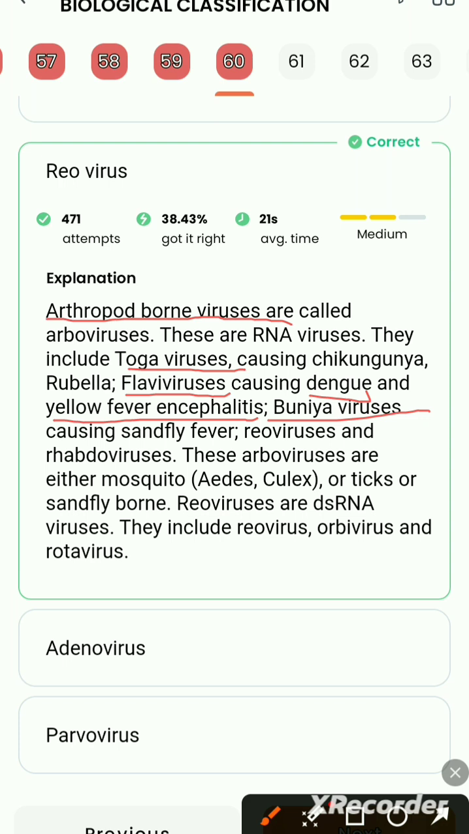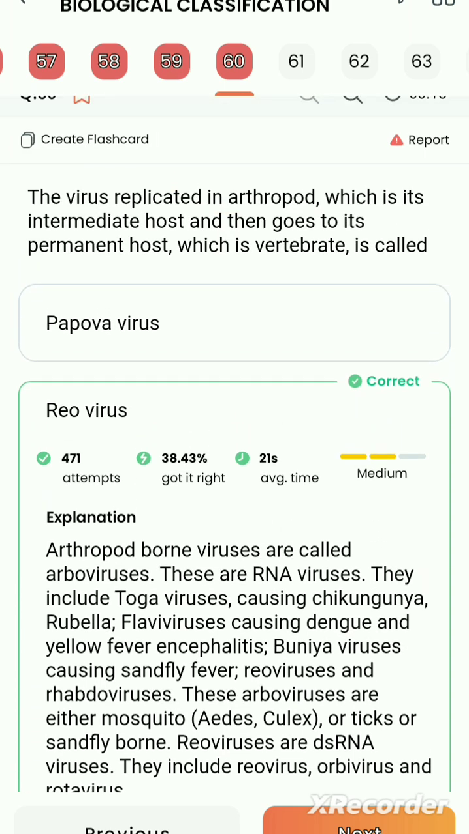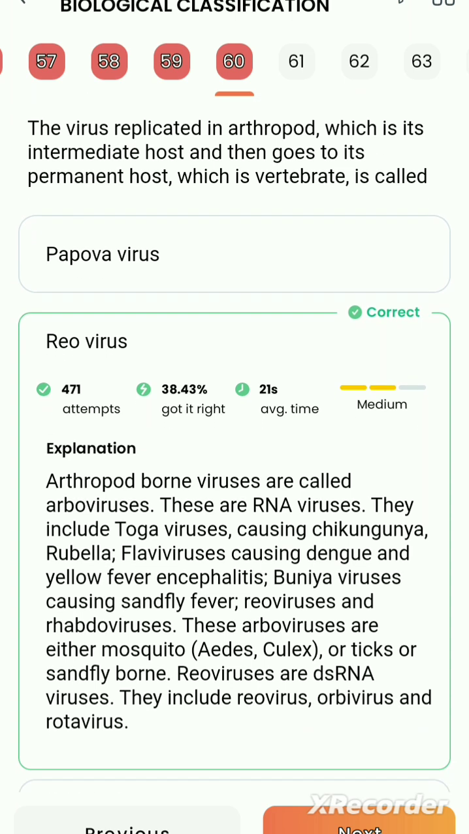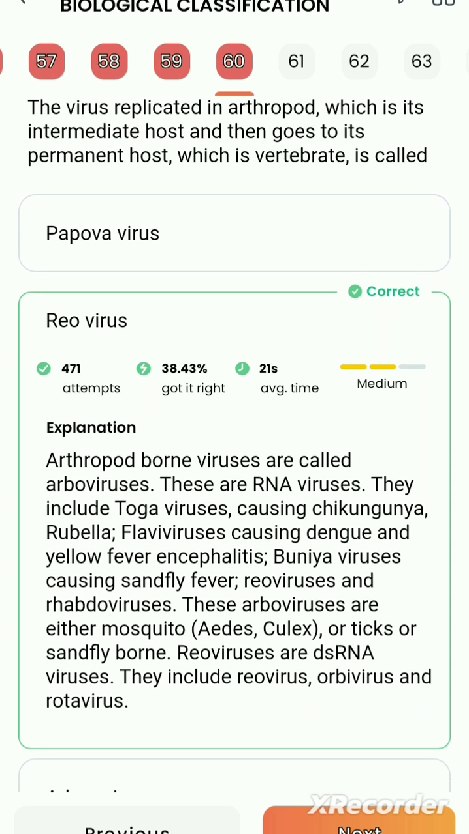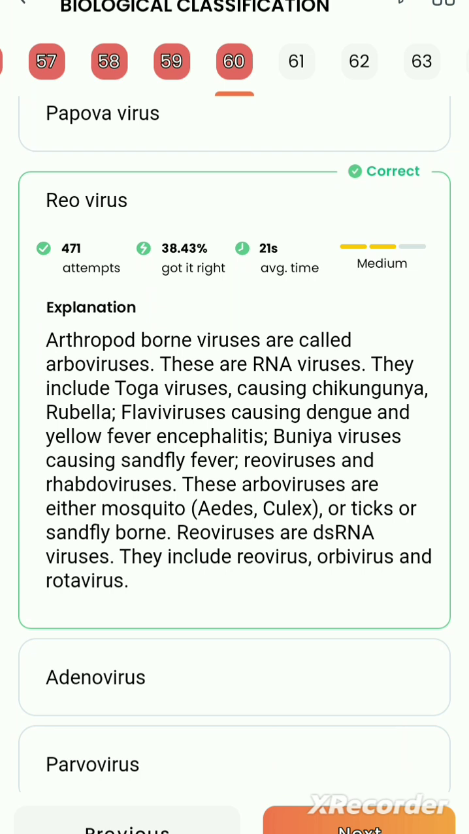These are very different types of viruses. Among this, the Reo virus only we are seeing now, which will replicate in arthropod first, which is an intermediate host, then it goes to the permanent host, that is the vertebrate. So Reo virus is the one in such category, which is a double stranded RNA virus. Next question.